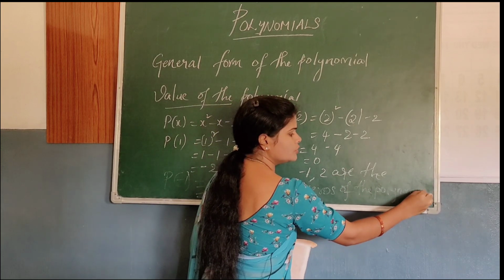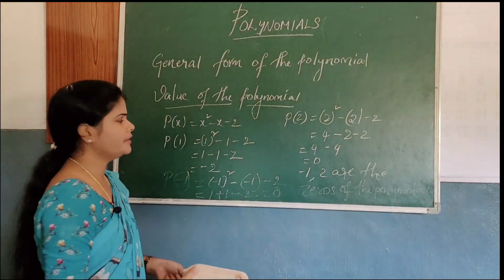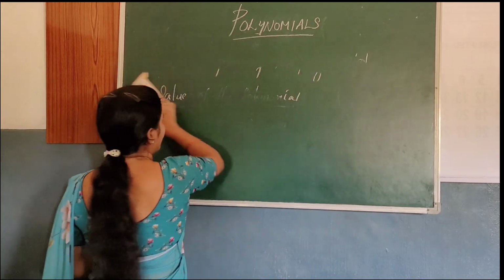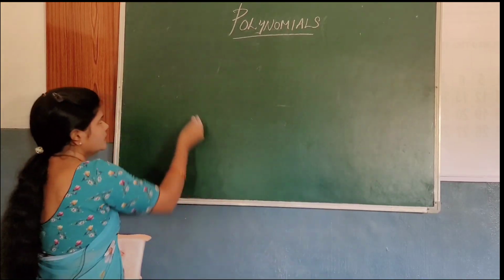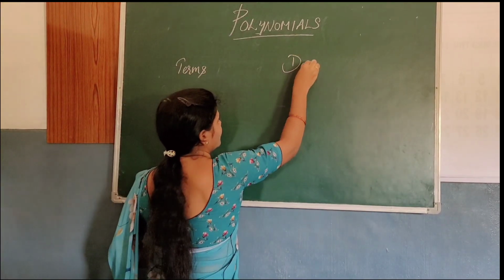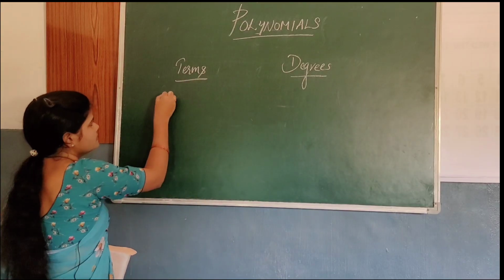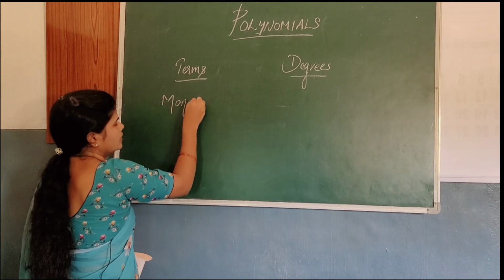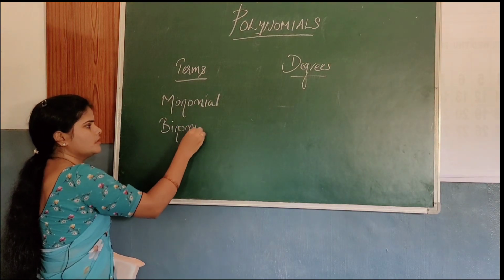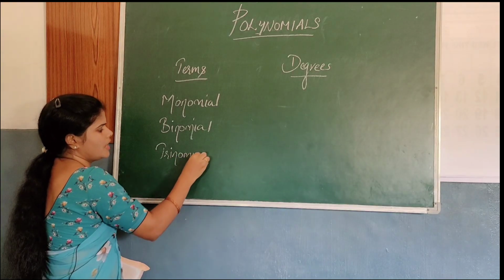So now we are going to learn how polynomials are classified according to their terms and degrees. Coming to according to terms, the first one is monomial, binomial, trinomial, and multinomial.